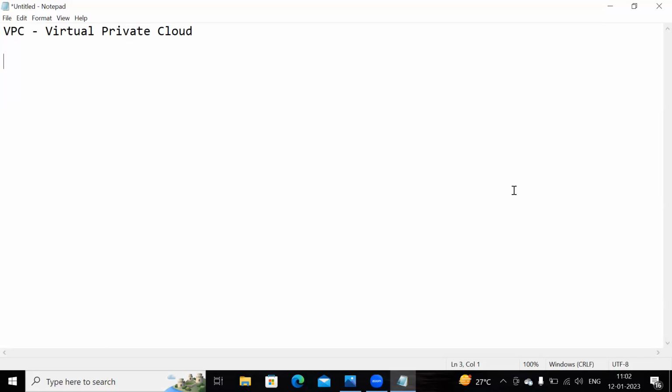So VPC, as I said, is a virtual private network which isolates the cloud resources for different projects. Because of this lockdown, everyone has become familiar with the word isolation, right? Isolating is kind of separating and keeping it aside. In the same way, VPC helps us keep our cloud resources aside in a different network, right?